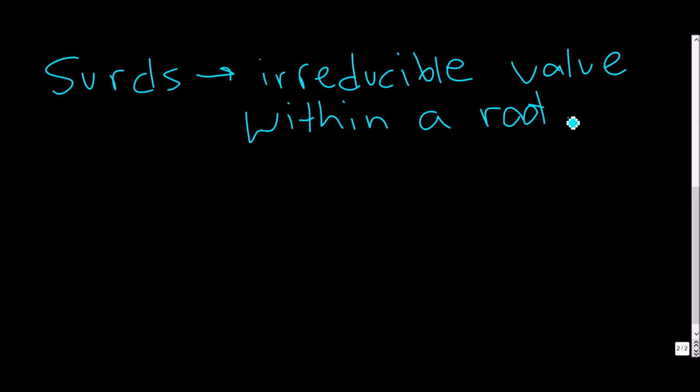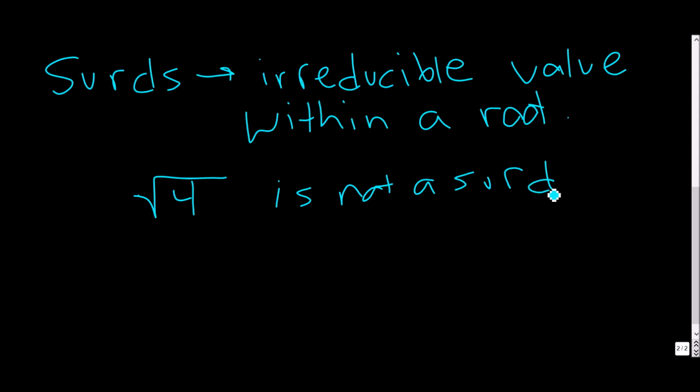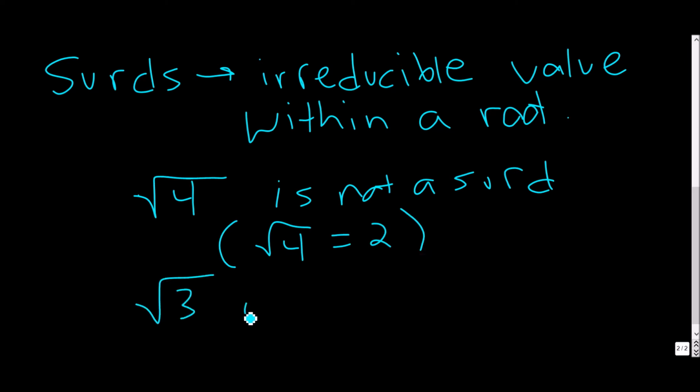So, for instance, the square root of 4 is not a surd because the square root of 4 is 2. The square root of 3 is a surd because it cannot be reduced any further. And so that is kind of the idea of what that is. So if you hear us use the term surd or irreducible, that's kind of what it's talking about. So we're going to be working around with these.